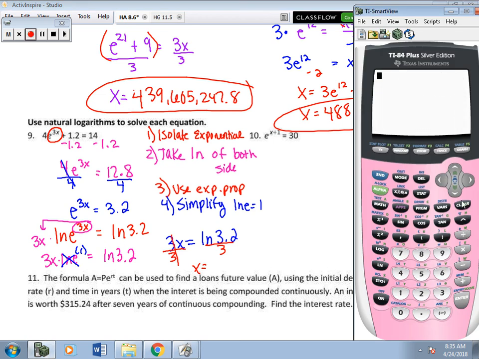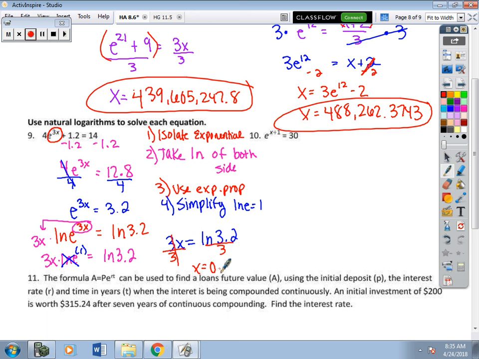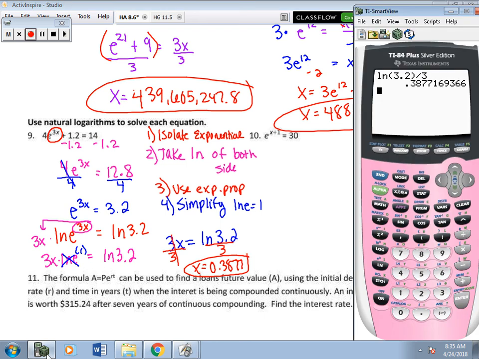And so we'll have the natural log of 3.2. Oops, close my parenthesis and divide by 3. So 0.3877. You can still check these. It doesn't tell us we have to, but it says you can. So let's do it. Store in for x.